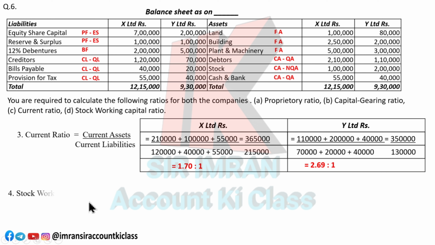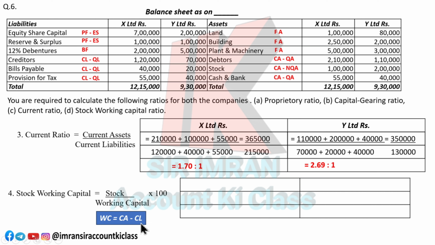Now the last one is stock working capital ratio. Stock is your closing stock. We already have closing stock of 1 lakh and 2 lakh. For working capital there is a formula: current assets minus current liability. We have already found out the current assets and current liability for X and Y, so we simply subtract the figures. So 365 minus 215 comes to 1 lakh 50, that is your working capital, and stock is already given as 1 lakh. So 1 lakh divided by 1 lakh 50, and your answer comes to 66.67.